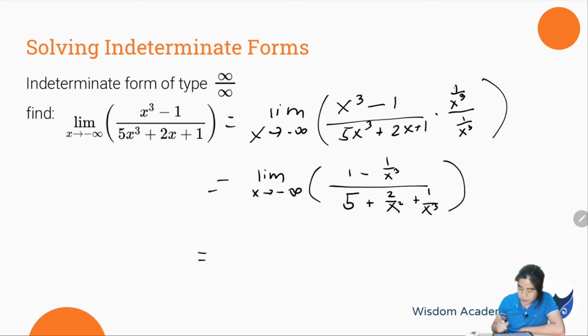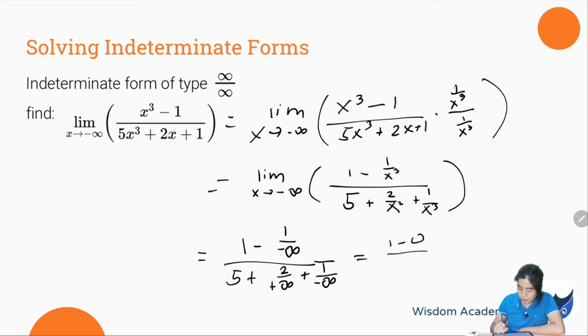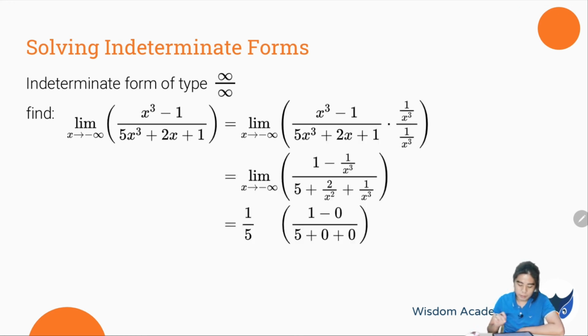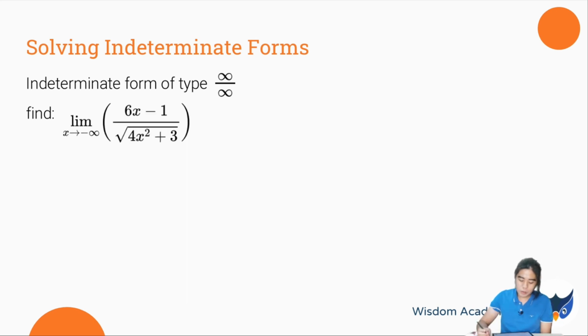so, using direct substitution dito, makukuha lang natin dito is 1 minus 0 over 5 plus 0 plus 0 equal to 1/5. Ayan. So, the limit of this function as x approaches negative infinity is 1 over 5. Okay? Simple as that. Now, we will proceed to another example of an indeterminate form of type infinity over infinity.